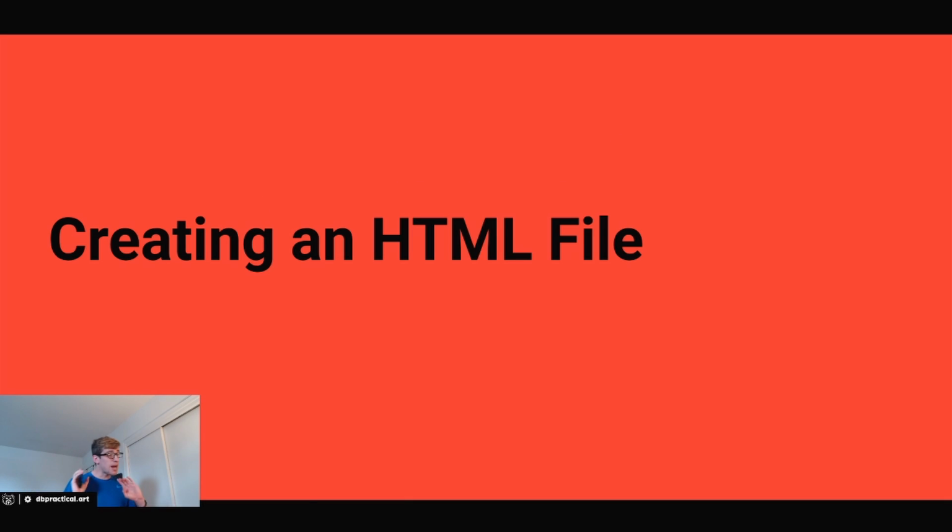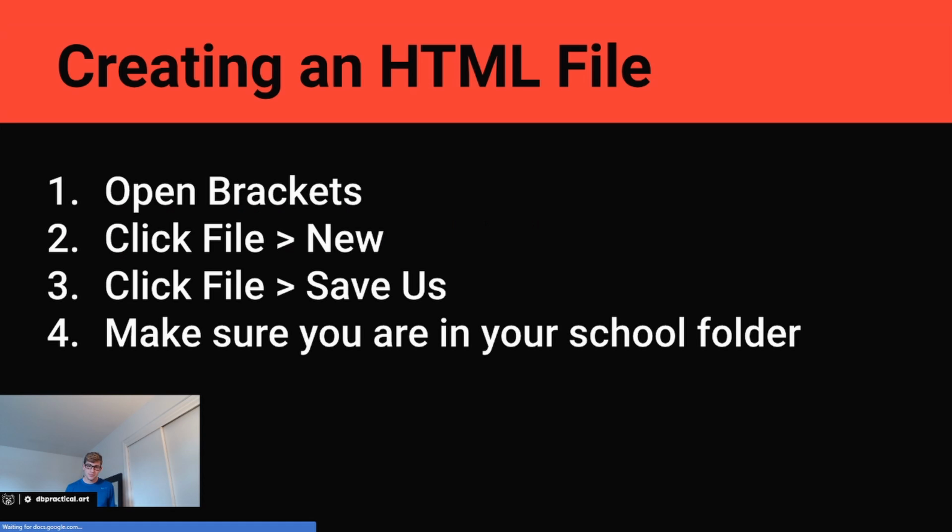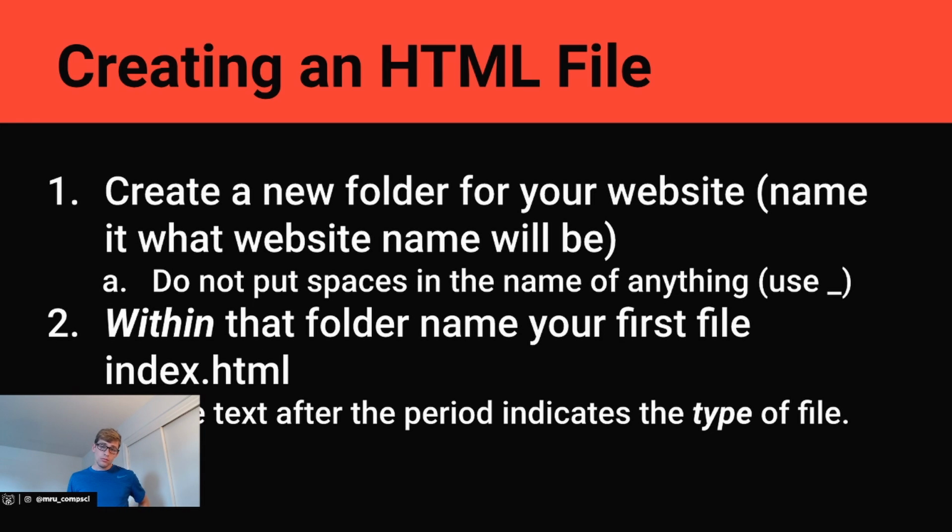So, step one, step numero uno, creating an HTML file. Open Brackets, or in this case, because you have the wonderful world of Chromebooks, Caret. Click File in the top left, then click Save As. And make sure you are inside the folder you created for Web Design 2. Now, remember, every folder in Web Design 2 is a website.